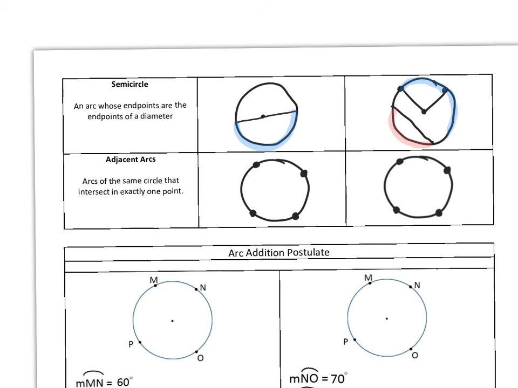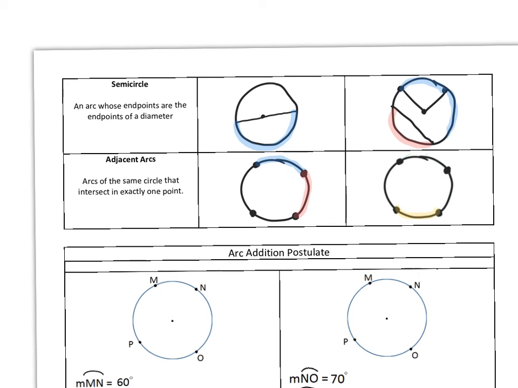So adjacent arcs are arcs of the same circle that intersect at exactly one point. So this arc, my blue one and my red one, intersect at a common point. Those are adjacent arcs. That means they're side by side. Let me show you some non-examples. So over here, my green arc actually overlaps with my yellow arc. And since they overlap, they intersect at more than one point. So those are not adjacent.